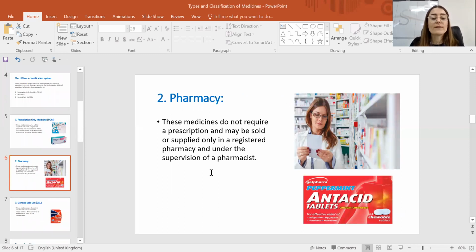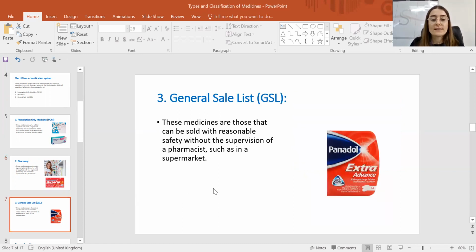The second category is pharmacy. These medicines don't require a prescription and may be sold or supplied only in a registered pharmacy and under the supervision of a pharmacist, for example, anti-acid tablets. Third one, general sale list. These medicines don't need a prescription from a practitioner or supervision from the pharmacist, and patients can find them in the supermarket, like Panadol, Cetamol, or vitamin C.